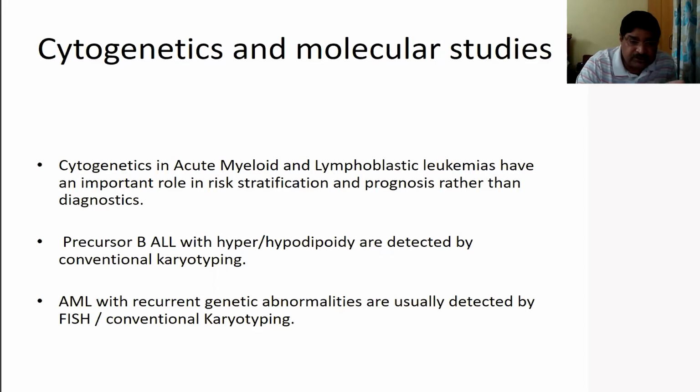So if you have precursor B-ALL, you need to know whether they are hyperdiploid or hypodiploid. Hyperdiploid is good prognosis, hypodiploid is poor prognosis, by just conventional karyotyping. If you do AML with recurrent genetic abnormalities, usually you do FISH first and simultaneously conventional karyotyping. With FISH you use known probes, but conventional karyotyping is discovery mode. So you can discover a large number of karyotypic abnormalities.